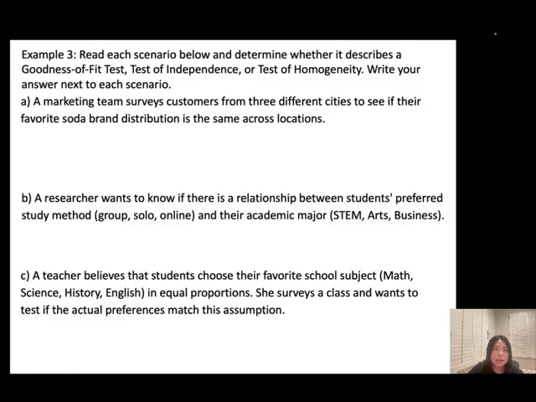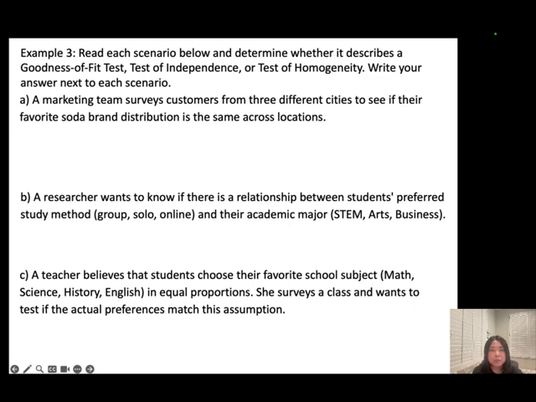Okay, let's look at the example with each scenario below and determine whether it describes a goodness of fit test, test of independence, or test of homogeneity. Write your answer next to each scenario.